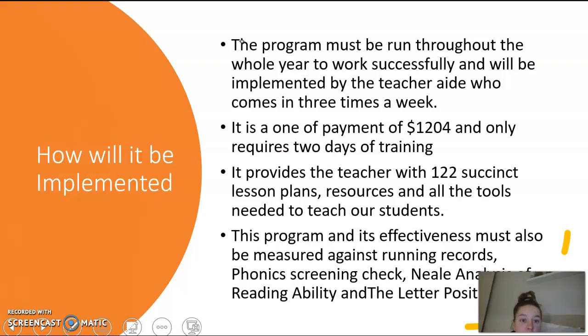The program must be run throughout the whole year to work successfully and will be implemented by the teacher aide who comes in 3 times a week. It is a one-off payment of $1,204 and only requires 2 days training. It provides the teacher with 122 succinct lesson plans, resources and all the tools needed to teach our students. This program and its effectiveness must also be measured against running records, phonics screening checks, NEALE analysis of reading ability and the letter precision test.